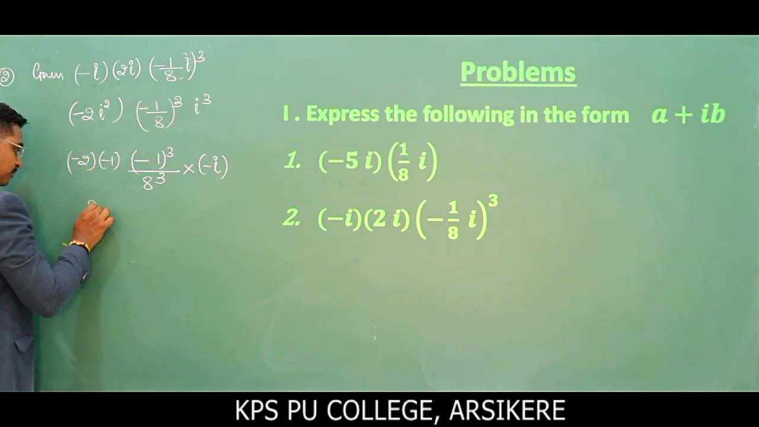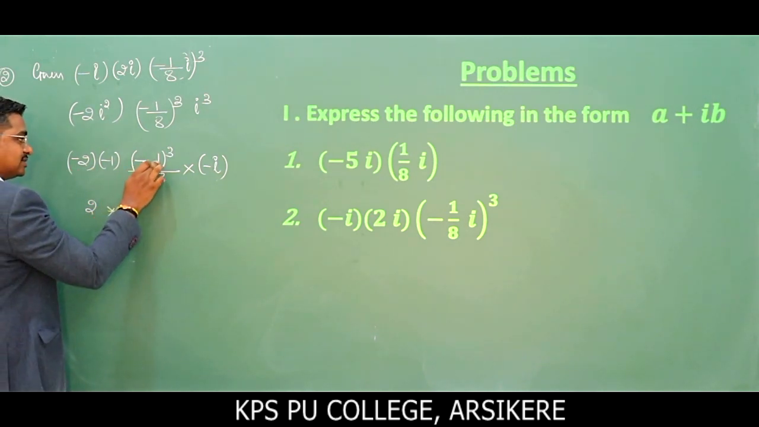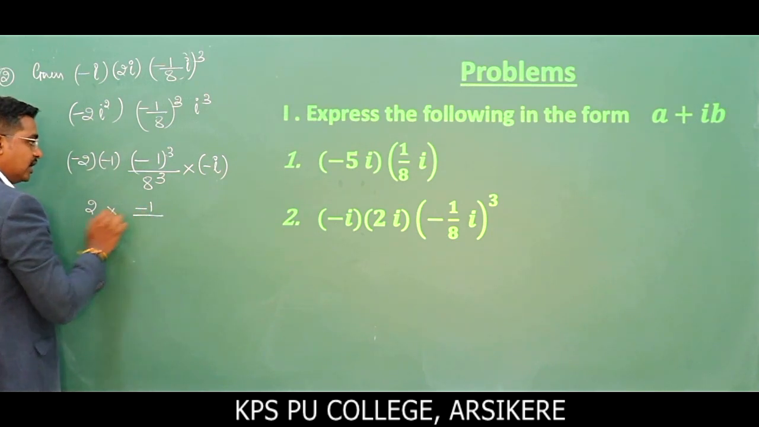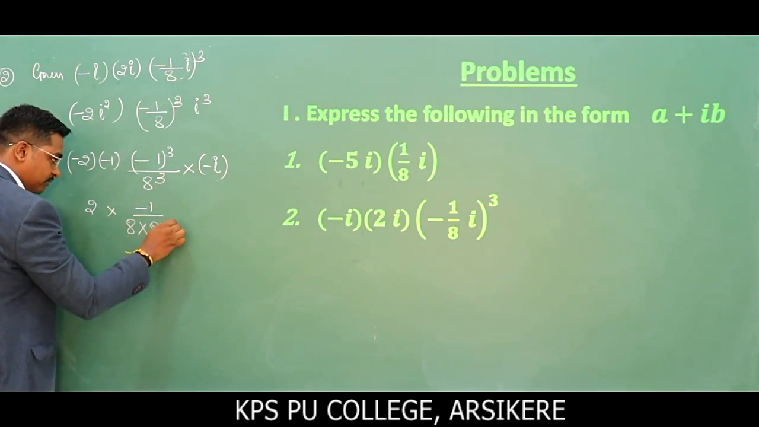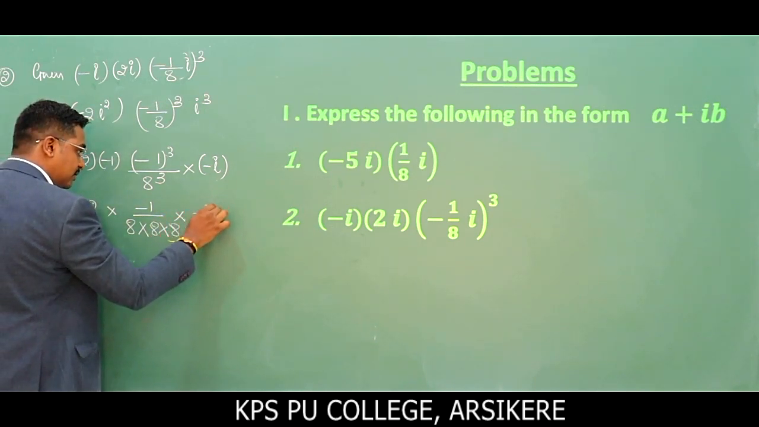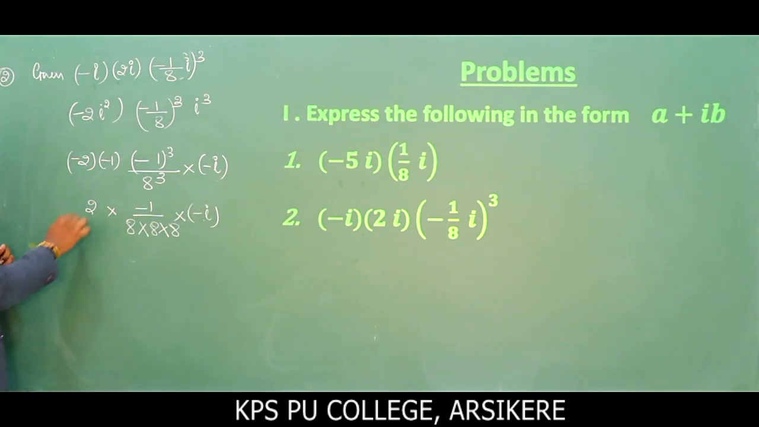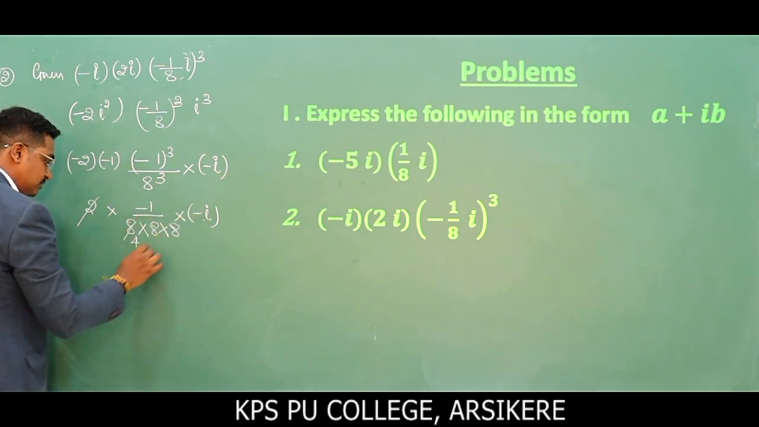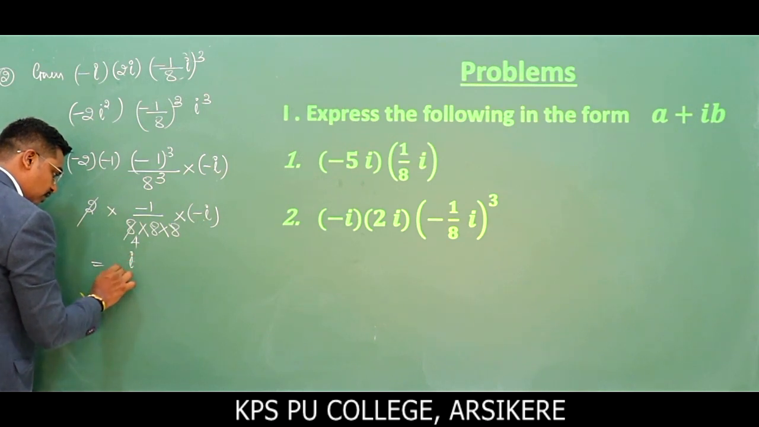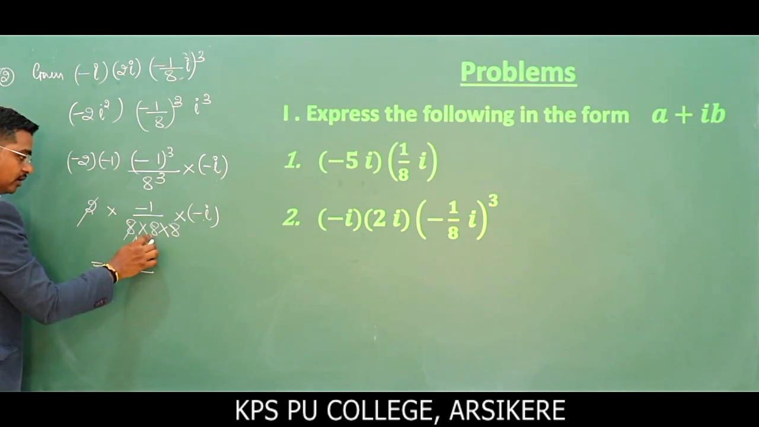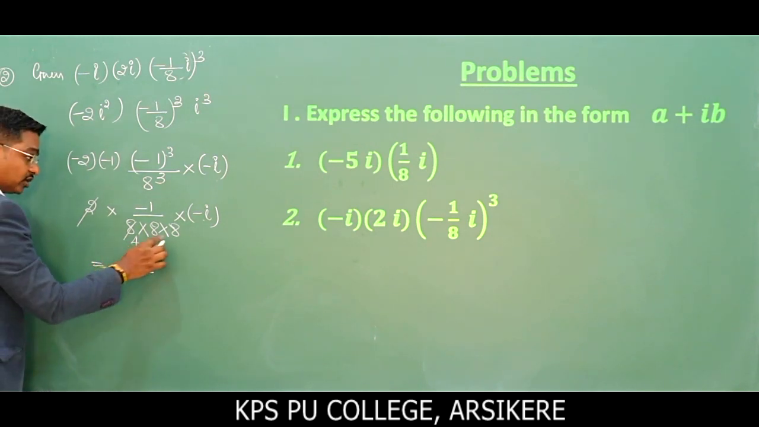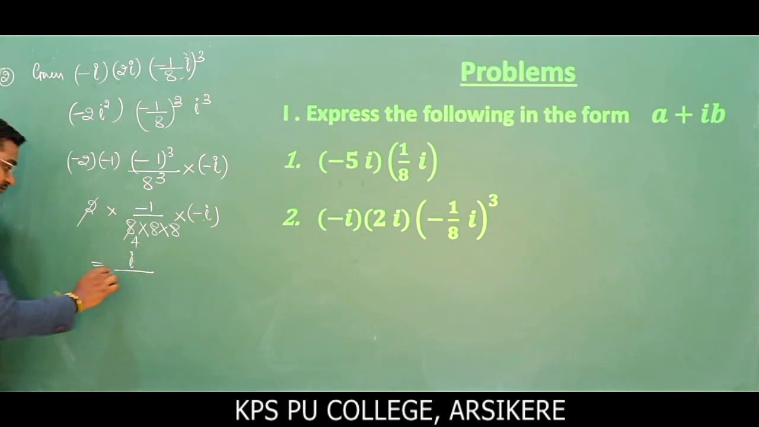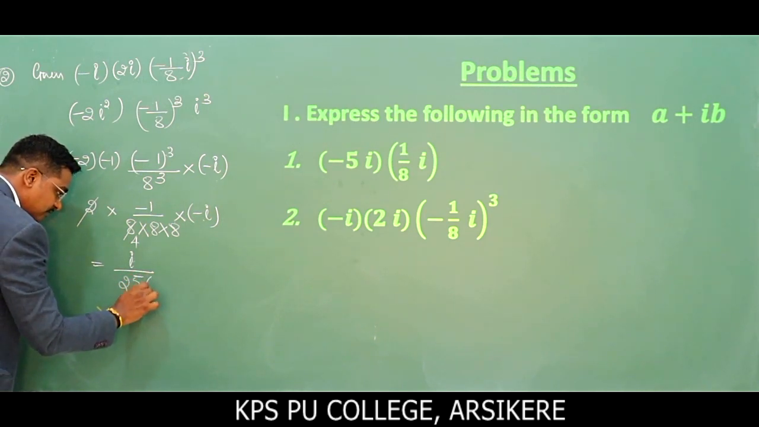Again, minus into minus becomes plus. 2 into minus i power 3 is minus 1 divided by 8 cube, written as 8 into 8 into 8 into minus i. Okay, the 2 ones and 2 fours get cancelled. Minus into minus becomes plus. 1 into i is i. 4 eights are 32, into 8 is 256 left.